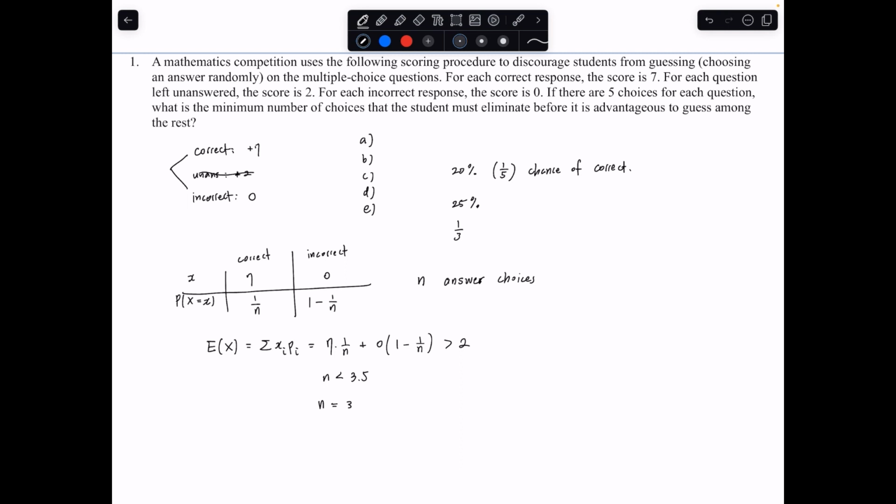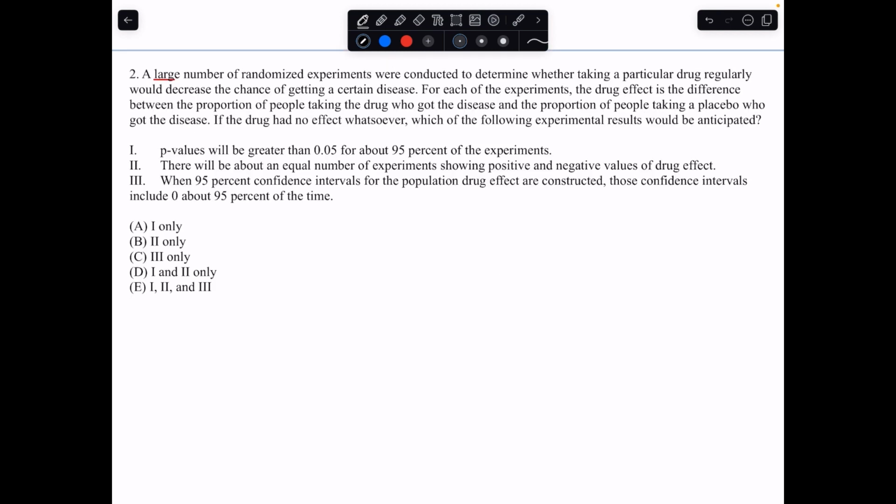But it asks for the minimum number of choices that the student must eliminate, right? So not how many choices we are left with, we have to find the number of choices that we have to eliminate. And so that would be 5 minus 3 equals 2. Okay, that's the correct answer. Okay, on to the next problem.